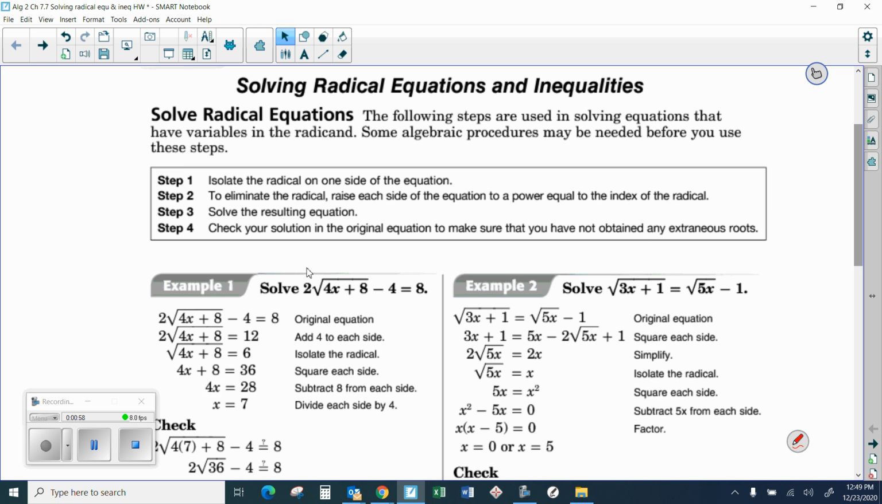So you must plug it back into the original equation, not into one of your other equations down the line that you've worked through, but it's got to go back into the original, and it must be true in the original to work. So you must always check those, because oftentimes you get two answers and only one of them will work. I'm just telling you that.